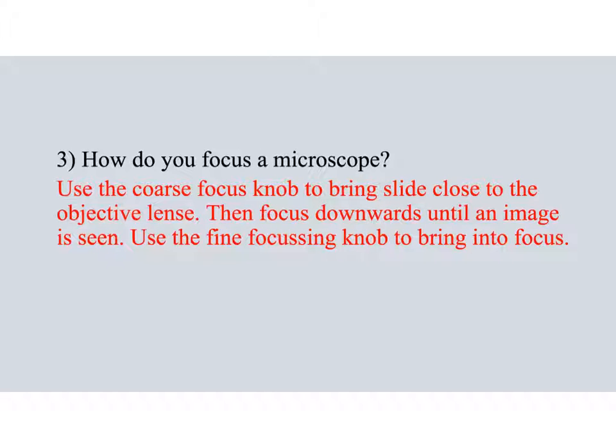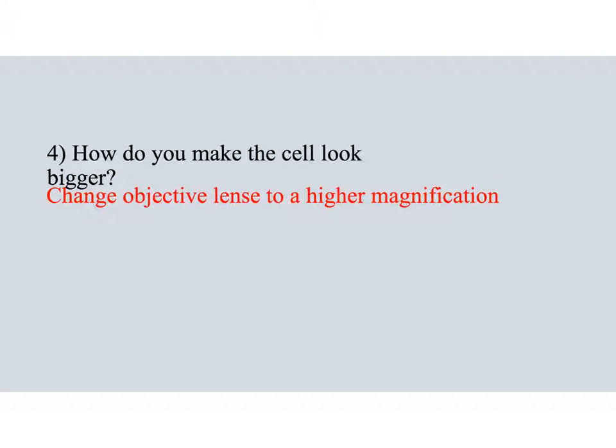Question number 3. So you have to use the coarse focus knob to bring the slide close to the objective lens, and then you focus downwards until an image is seen. Then you can use a fine focusing knob to bring the image into focus. Question number 4. You would change the objective lens to a higher magnification. So you could say have a lens that has a higher magnification as well, and that would be correct.